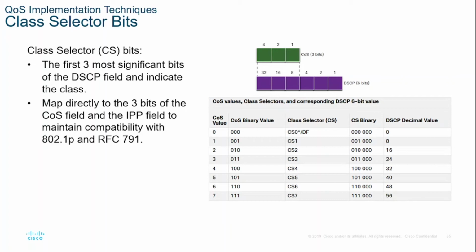The table in the figure shows how the QoS values map to the class selectors and the corresponding DSCP 6-bit value. The same table can be used to map IPP values to the class selectors.